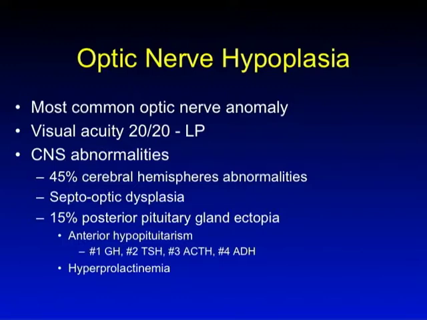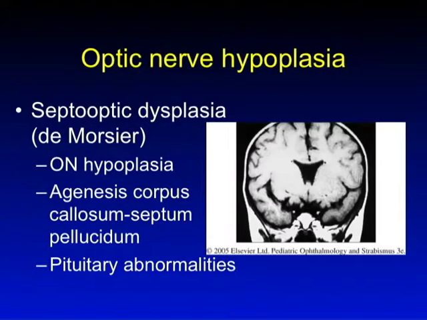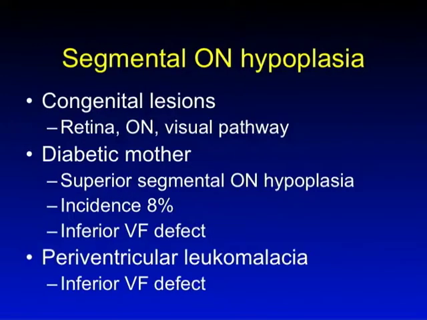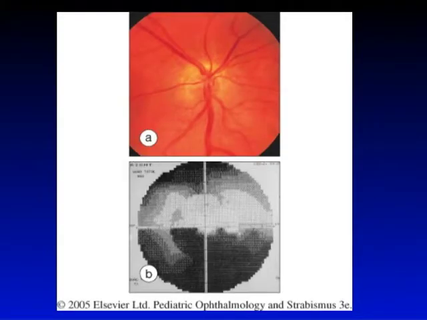And the other thing that you probably have seen is called the double ring sign, which is probably what your textbooks mention all the time. De Morsier, basically agenesis of the corpus callosum, septum pellucidum, and optic nerve hypoplasia, and the pituitary gland could be absent. Segmental hypoplasia, inferior, usually it's an altitudinal defect from a mother with diabetes.